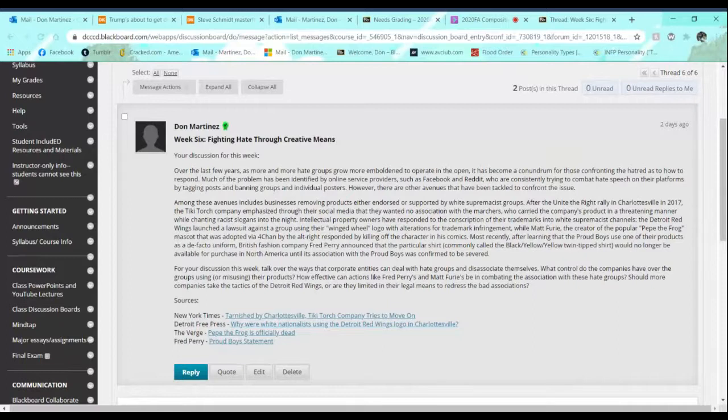Much of the problem has been identified by online service providers such as Facebook and Reddit, who are consistently trying to combat hate speech on their platforms by tagging posts and banning groups and individual posters. However, there are other avenues that have been tackled to confront the issue. Among these avenues includes businesses removing products either endorsed or supported by white supremacist groups.